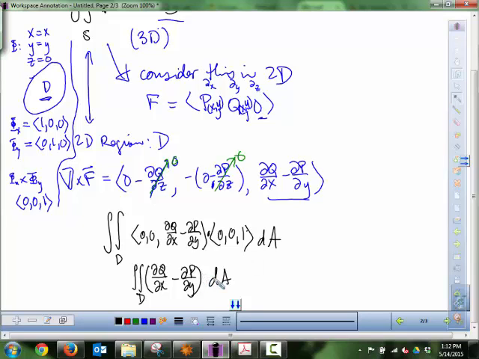This is the regular Stokes' theorem. Or Green's theorem, sorry. Green's theorem in vector form looks like this. So you're really taking the curl and then you're dotting it with a k component, dA. Sometimes you would see this and it looks a lot like Stokes' theorem, but it's really Green's theorem because it's in 2 dimensions. Okay.